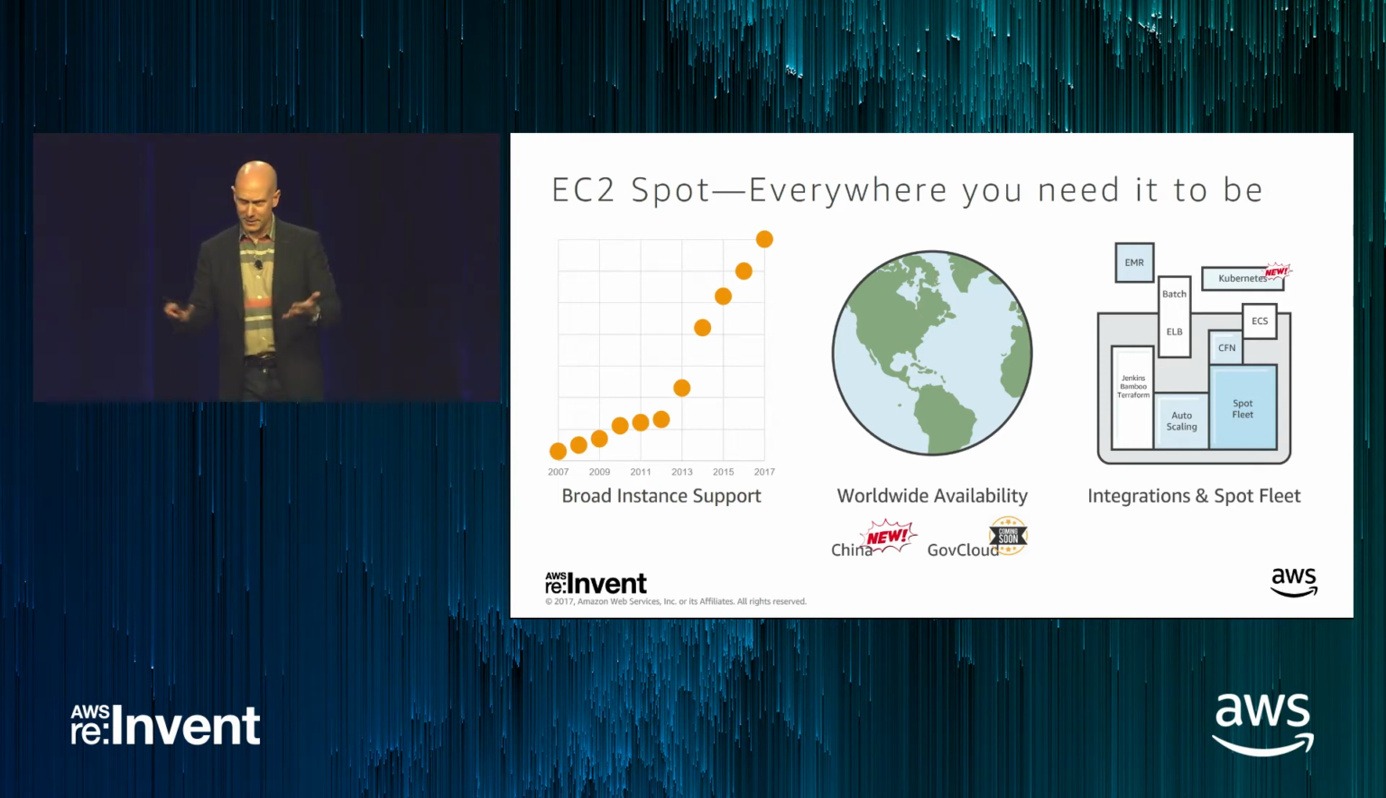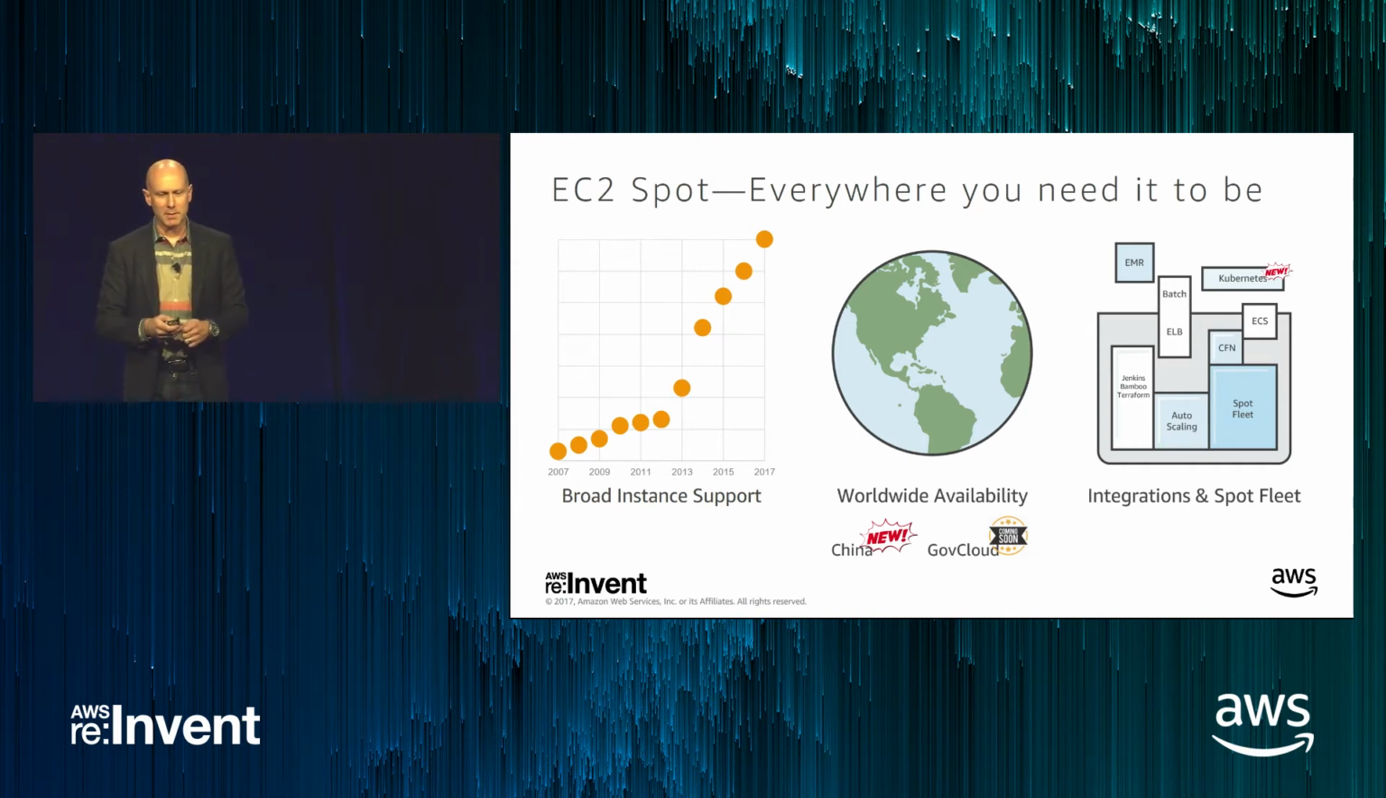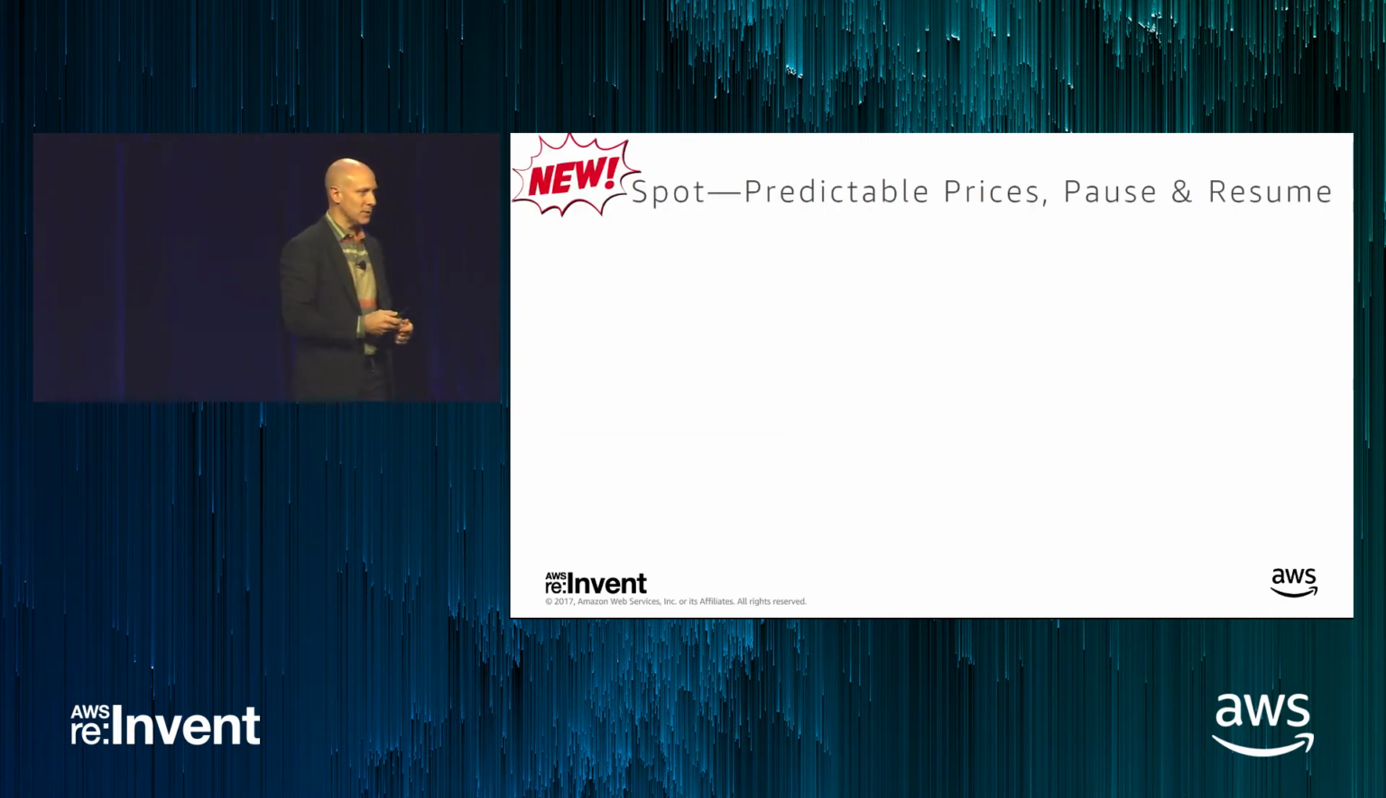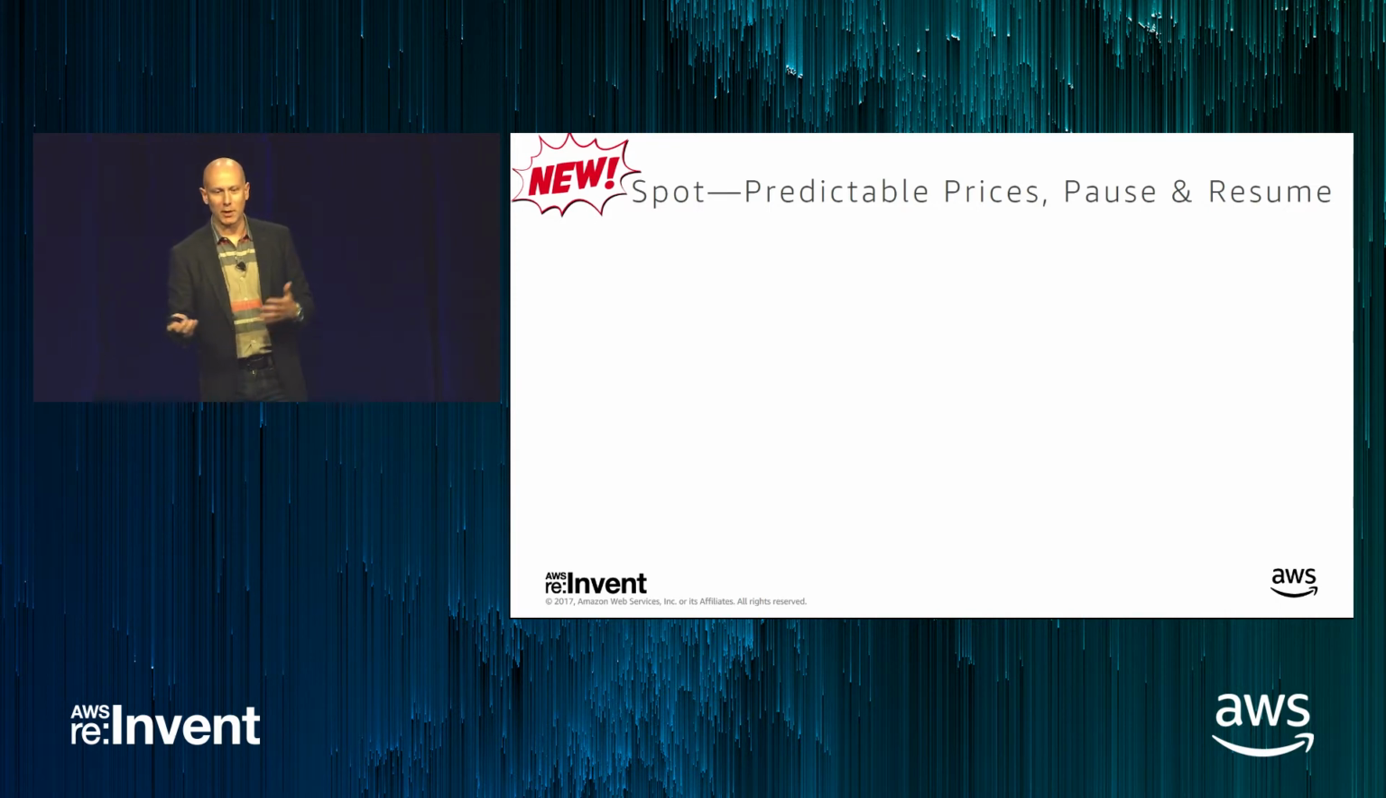So you're all probably saying right now, I can tell, this is great, this is awesome, I'm going to leave, Spot is super awesome. But we wanted to say, how do we make it even easier for people to use Spot instances? They came out in 2011. These things seem great. So these are the things we are announcing today. This is like the big money slide. So the biggest thing is predictable prices and pause and resume. So I'm going to go into what I mean by that.